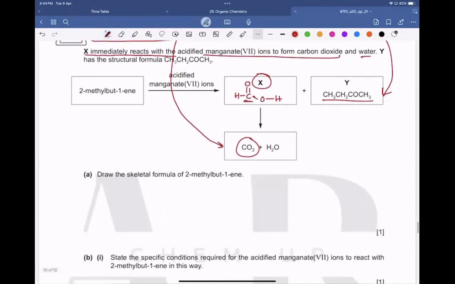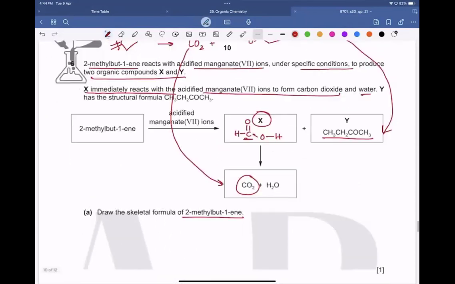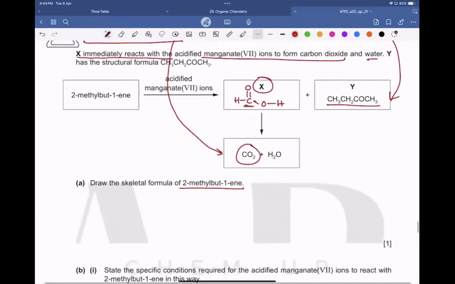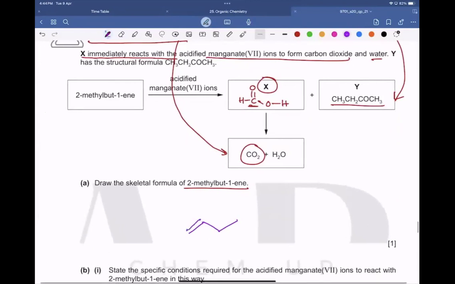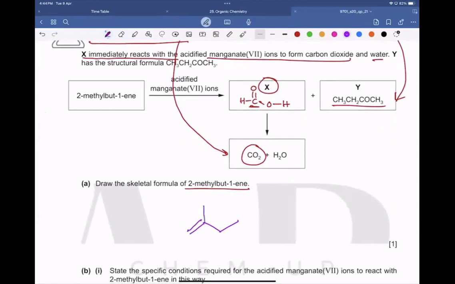Okay. Draw the skeletal formula of 2-methyl butene. I just did it above. But means 4 carbon atoms, 1-ene means double bond on the first carbon, and 2-methyl means a carbon chain with one carbon branch on the second carbon. So that would be the skeletal formula.